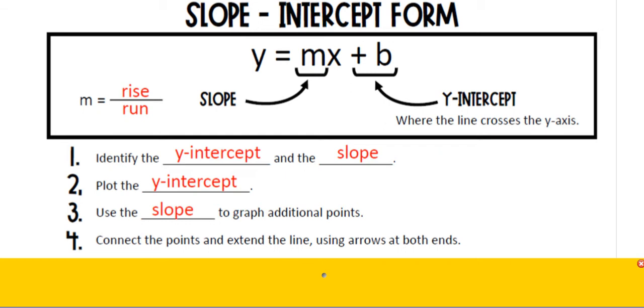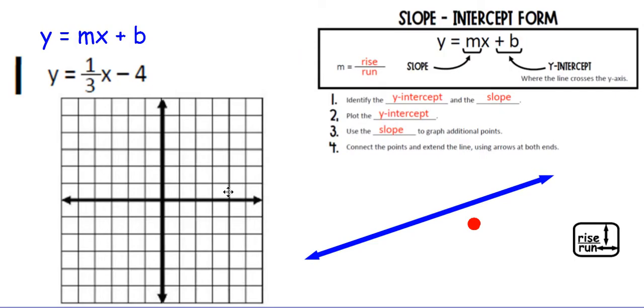So let's graph y equals 1/3 x minus 4. We're always going to be starting with the y-axis here. We're going to plot the y-intercept, in this case -4, and then we're going to use the slope. So -4 is my y-intercept, so I'm going to plot that point. That's 0, -1, 2, 3, and 4, and from there I'm going to apply my slope.